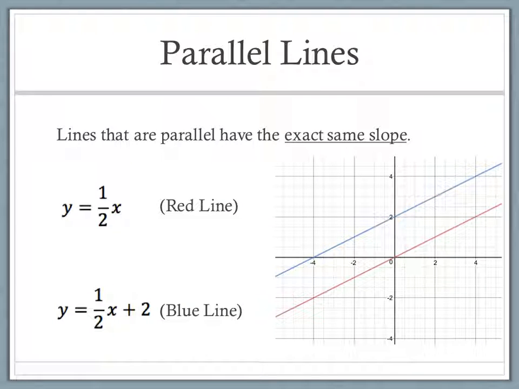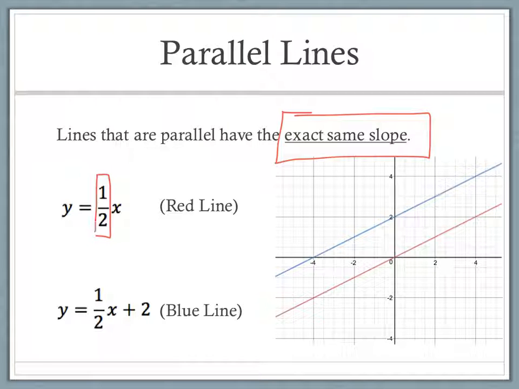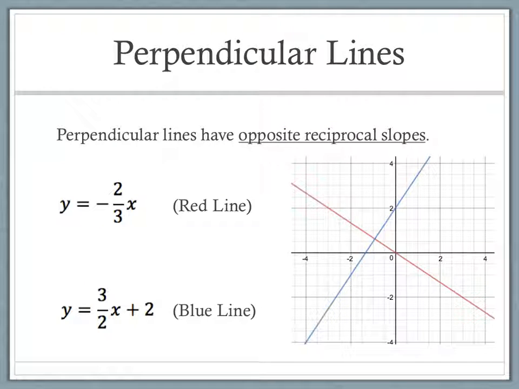All right, let's talk about parallel lines real quick. Parallel lines have the same slope. So anytime you hear parallel lines, you should think my slope is going to be the same. If you take a look at this, the red line has a slope of 1/2, and the blue line also has a slope of 1/2. And if we notice in our graph, they're never going to be touching. They're parallel lines.